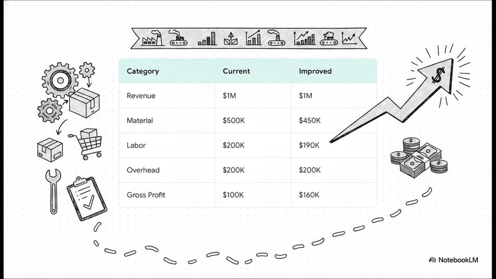Okay, now apply materials management. You negotiate better flows to reduce material costs by just 10%, saving $50K. You reduce wasted labor time by just 5%, saving $10K. Revenue stays exactly the same at $1 million, but your gross profit jumps to $160,000. A seemingly tiny operational reduction yields a massive 60% boost in overall profit. That is the hidden superpower of this discipline.